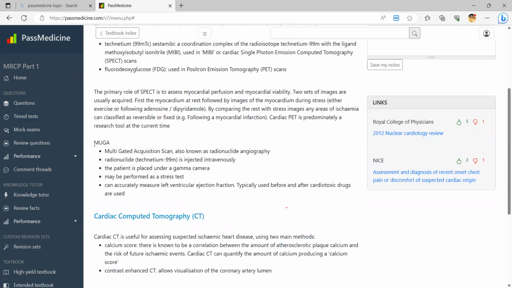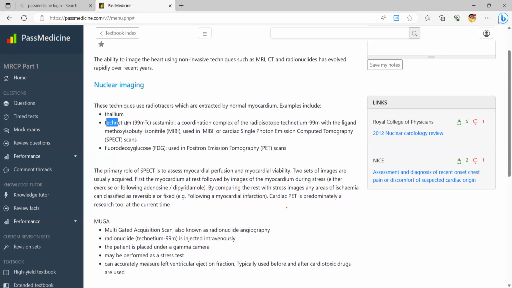Yeah, I'm seeing. So Muga scan, multi-gated acquisition scan, also known as radionucleotide angiography, may be performed as a stress test. These things are not asked in the exam, but sometimes they ask what type of nucleotide is used. That is technetium 99m. This type of radionucleotide is used in this test. Sometimes they ask. So if you see nuclear imaging, technetium 99 is mostly asked in the exam for basic science.